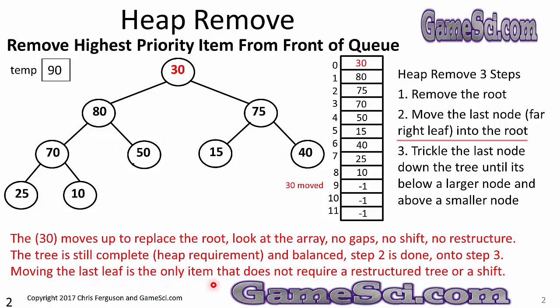Moving the last leaf is the only item that does not require a restructured tree or a shift. If I had moved one of these items, I would have to shift the other items to take its place. 30 can just move up without any shift whatsoever.